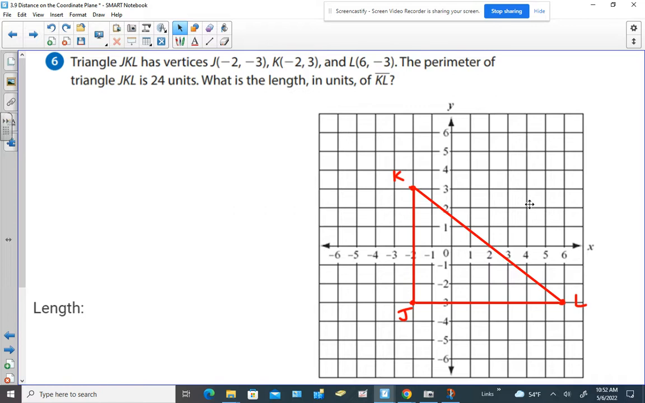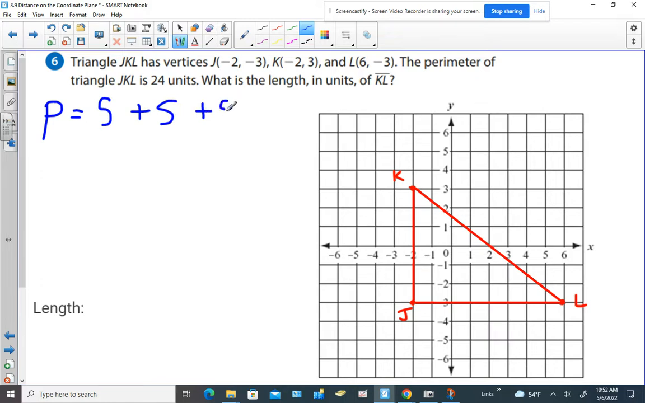All right. So they give us the perimeter. The formula for perimeter of a triangle is perimeter equals side plus side plus side. And we know that the perimeter is 24 because it says the perimeter of the triangle is 24. So let's substitute that in underneath the P. Now that means that the three sides are going to add up to be 24, and we can figure out the length of this side.